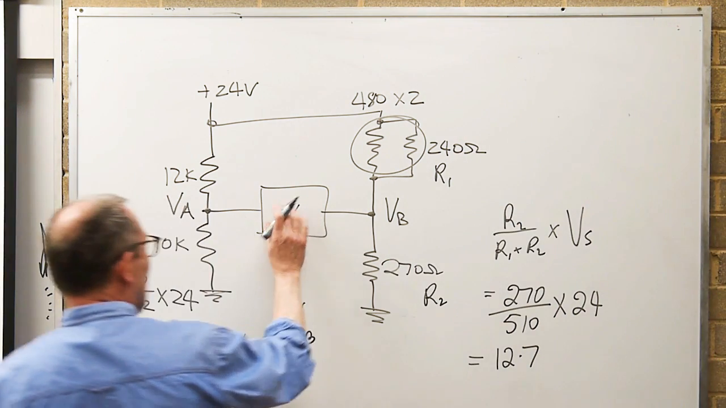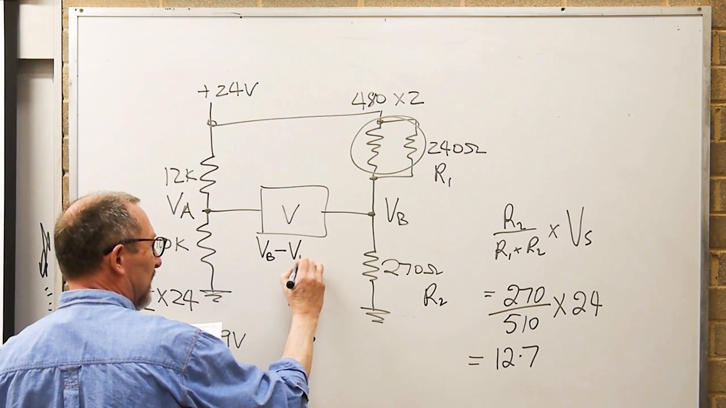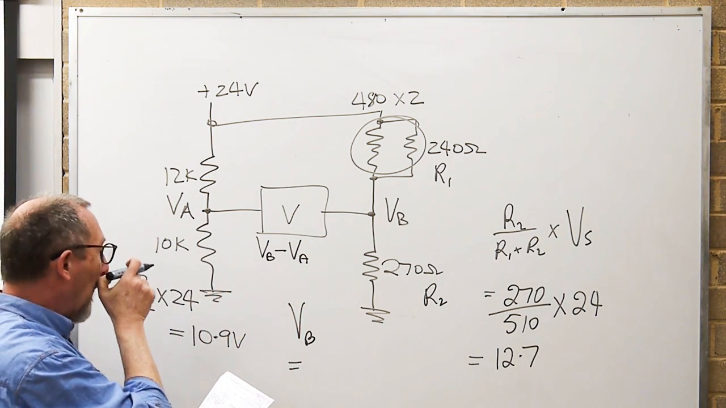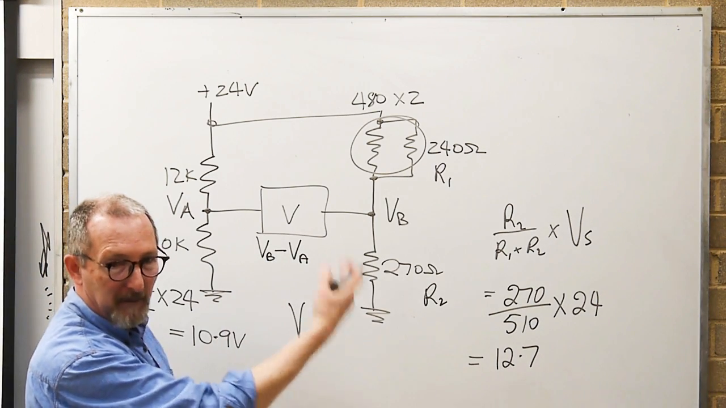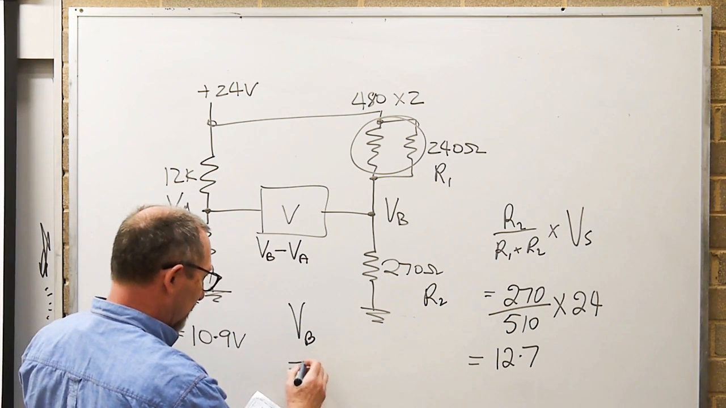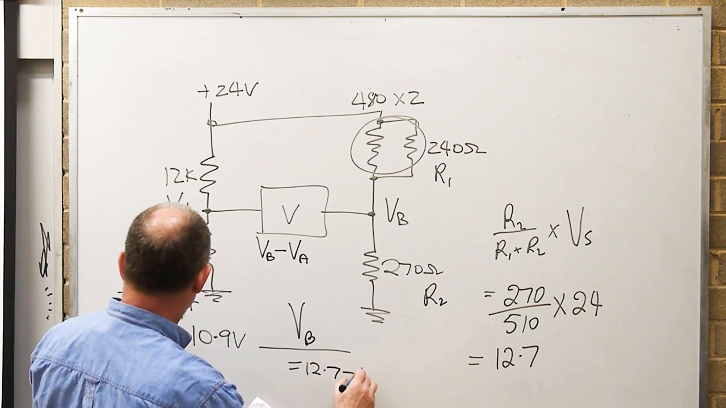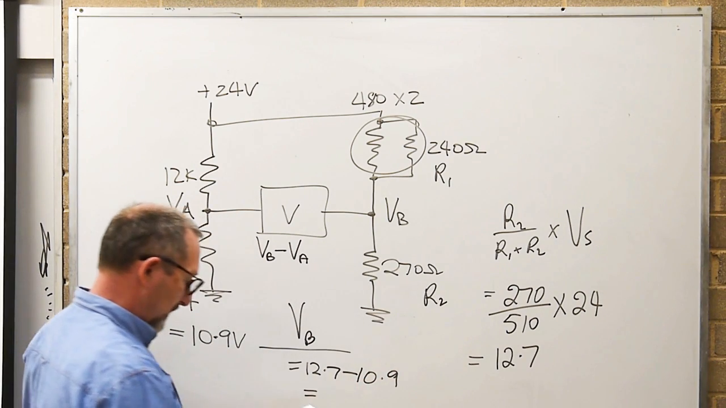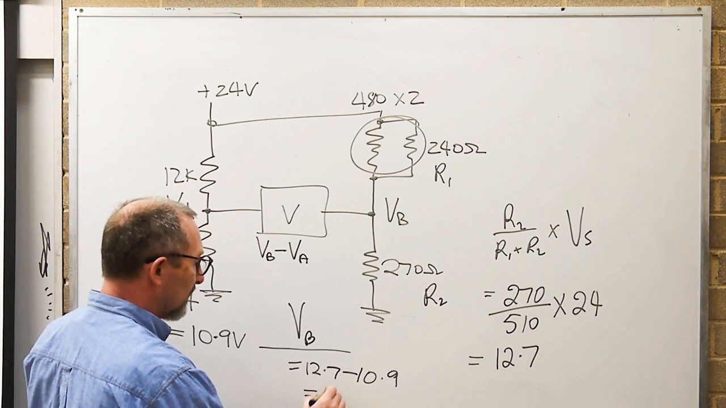So this has to be then VB minus VA, or if VA was bigger than that, you know. In this case, I've chosen VB because it was bigger, 12.7. I just want to make a net result which is positive. So that'll be 12.7 minus 10.9, and that equaled 1796 millivolts.